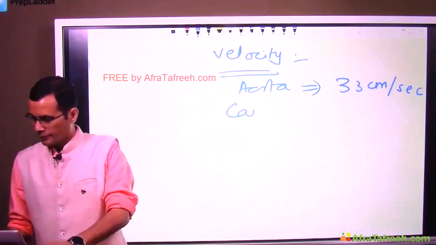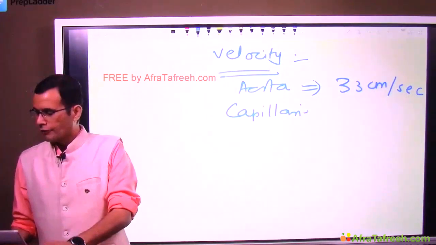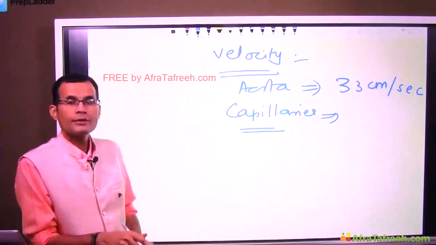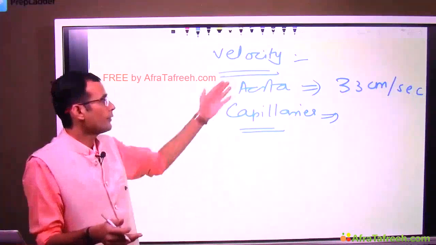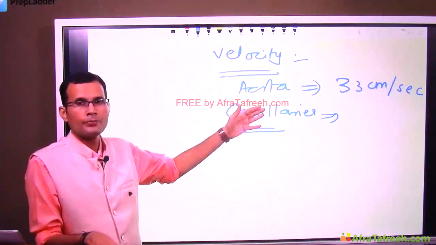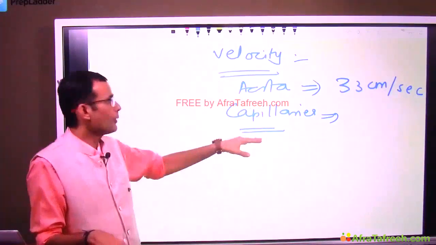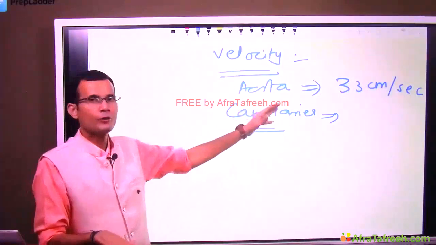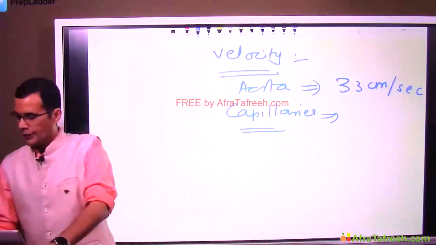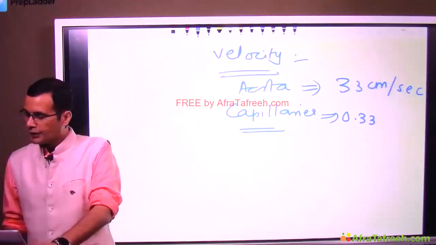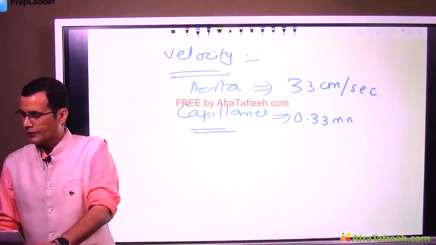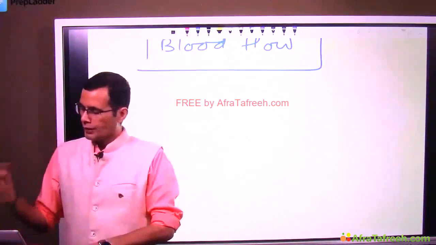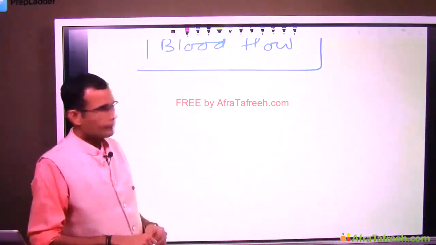Capillaries have a cross-sectional area which is 1,000 times that of the aorta, and therefore the velocity of blood flow in the capillaries is 1,000th of that of the aorta. It is 0.33 millimeters per second, 1,000th. That was the velocity of blood flow.